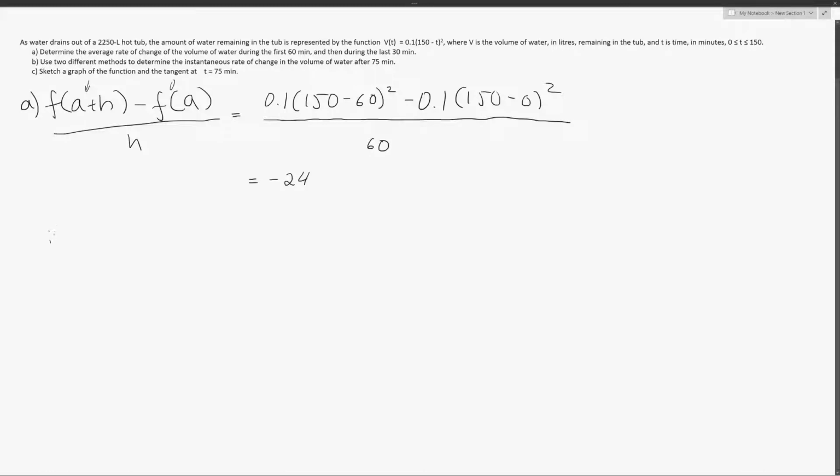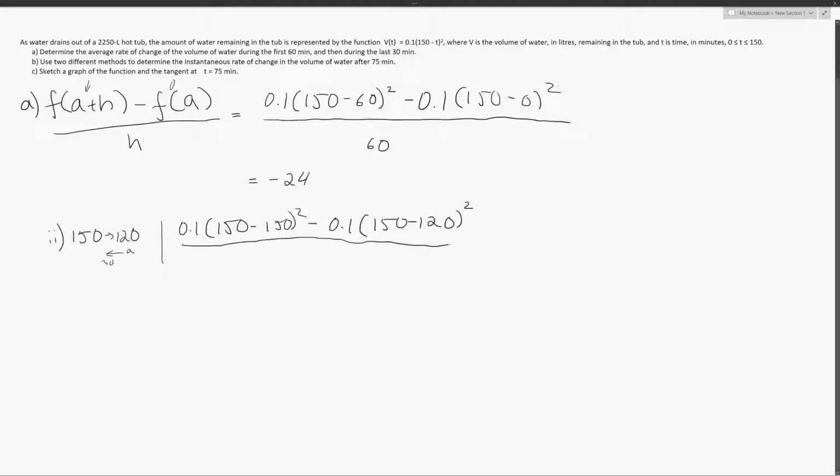Then for part 2, I guess I'd call it, we have to talk about the last 30 minutes. So the last 30 minutes would be, of course, from 150 to 120. So in this case, a would be 120, and then h would have to be 30, so we could get 150. So substituting those values into our equation, we would get something like this: 0.1 times 150 minus 150, right? Because that would be 120 plus 30, squared, minus 0.1 times 150 minus 120 squared. All divided by h, which in our case was again 30. And so this will get us an answer of negative 3.